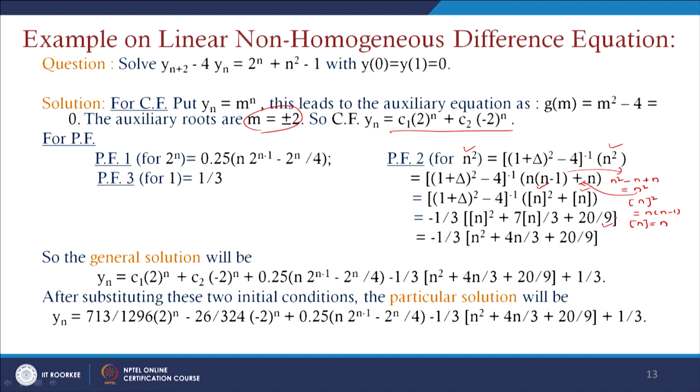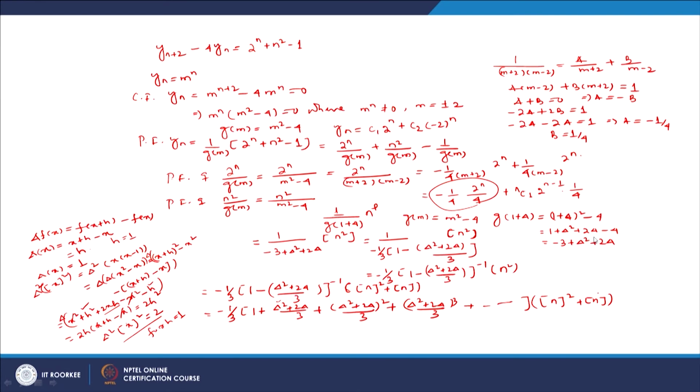And finally, you multiply this by minus 1 by 3 into bracketed n square. Bracketed n square we can write as n into n minus 1, plus 7 n by 3 plus 20 by 9. So, it takes the value minus 1 by 3 into n square plus 4 n by 3 plus 20 by 9. You can also visualize this from here: the first value is minus 1 by 3 bracketed n square plus bracketed n.